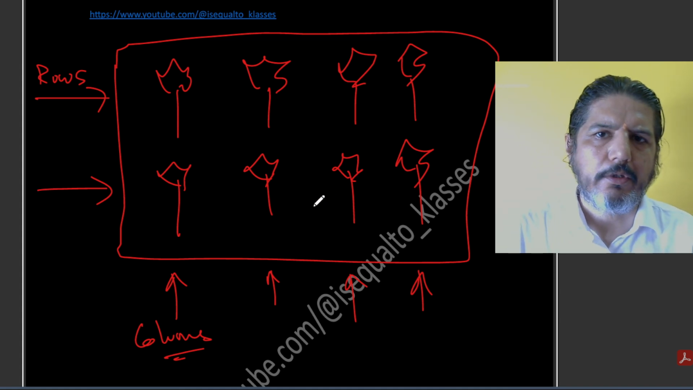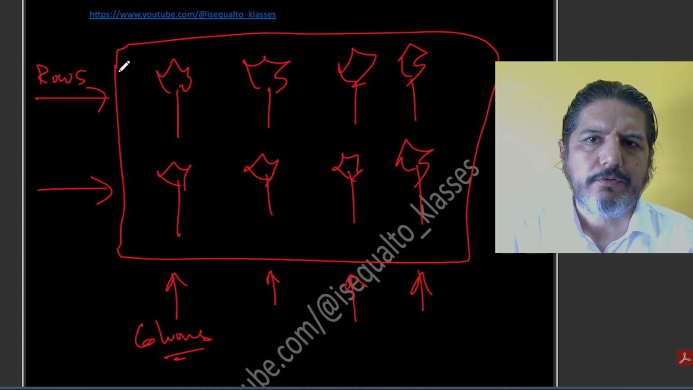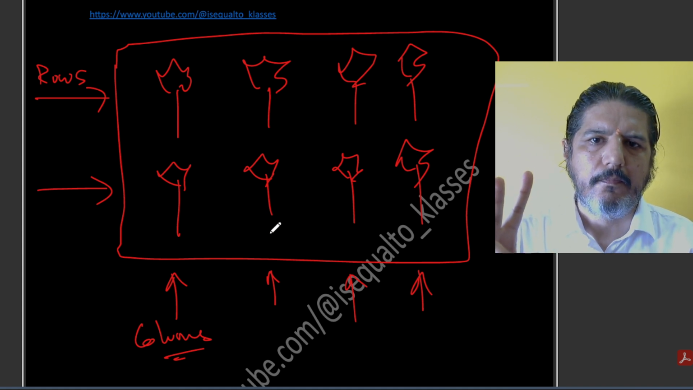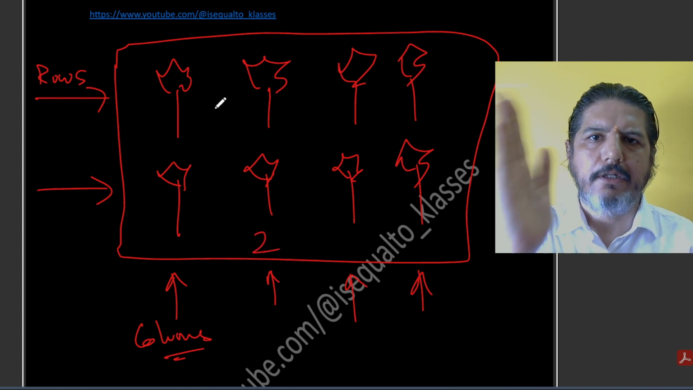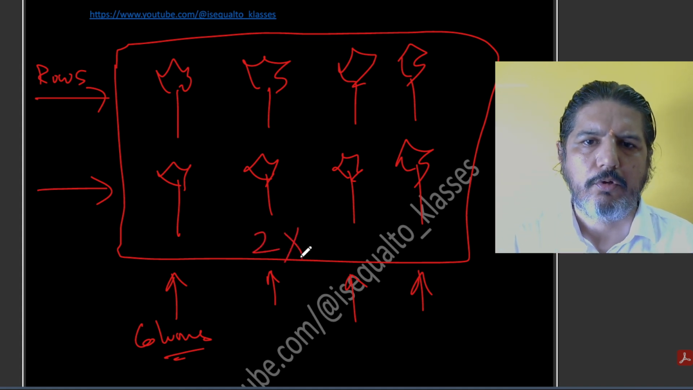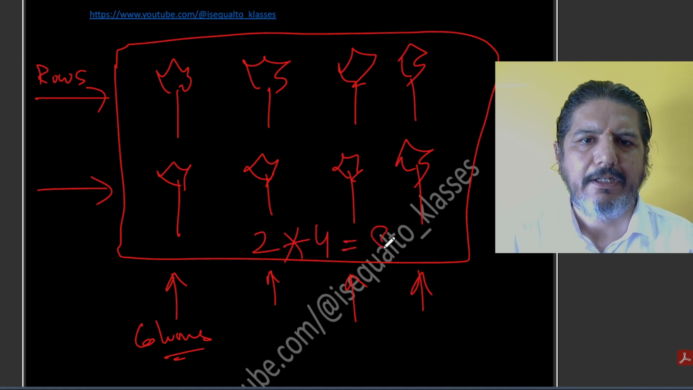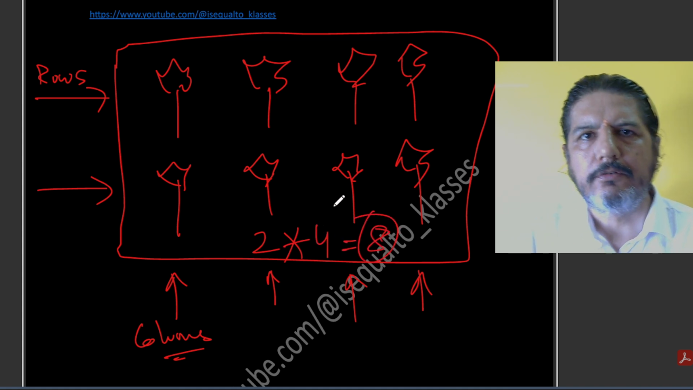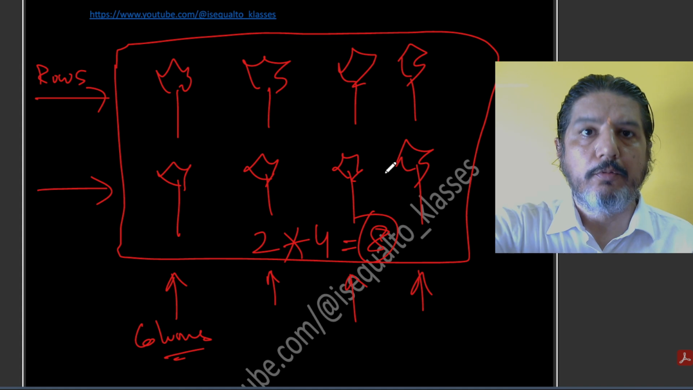So for example, if you look here, how many rows are there? There are two rows. And how many columns are there? 1, 2, 3, 4. 4 columns. So how many trees would be there? There would be 8 trees. I hope this is making sense.